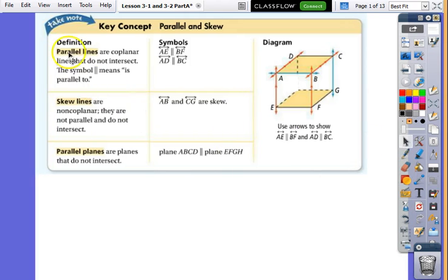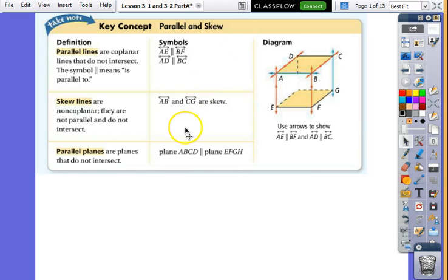Parallel lines are coplanar. What that means is there are two lines that lie in the same plane, but they won't cross. For example, AD and BC are both in this plane, the top of this cube, but AD and BC will never ever cross. Neither will AB and DC for that matter. So that's what parallel is.